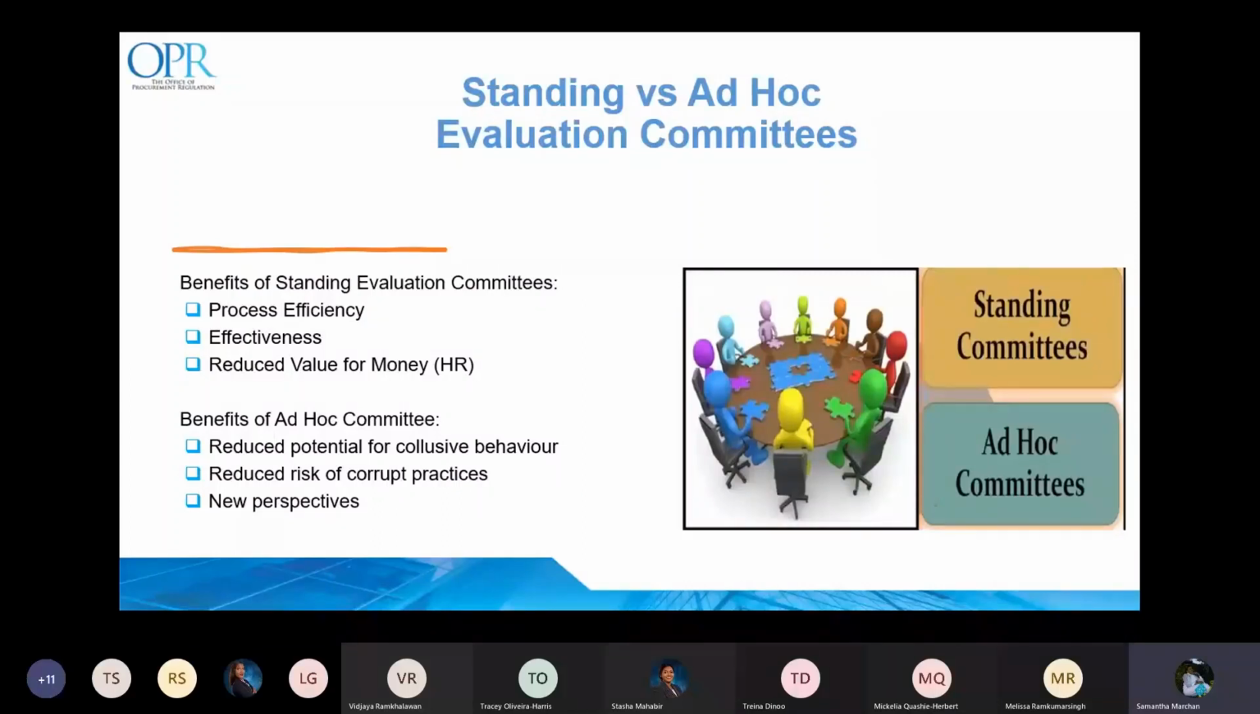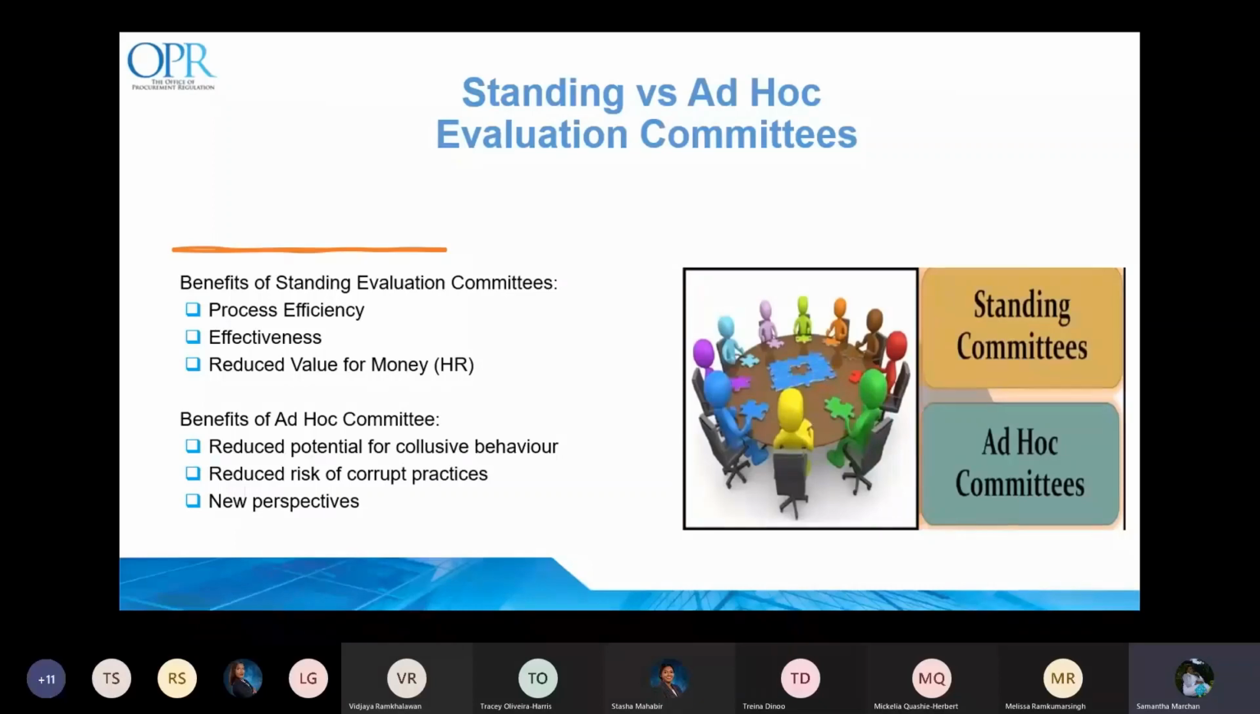Standing versus ad hoc evaluation committees. Now, it is important that each member in the evaluation committee understands their role and the critical nature of their activities and behavior in the process. Some public bodies have standing evaluation committees. This is where the same members participate in all evaluations, with a set of standard roles and responsibilities to allow for dedication to the evaluation process.